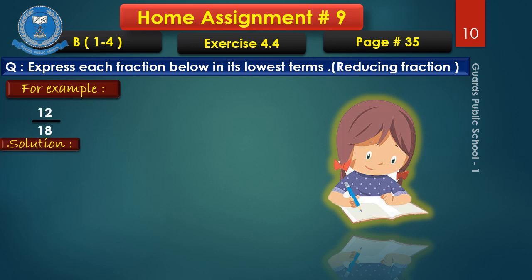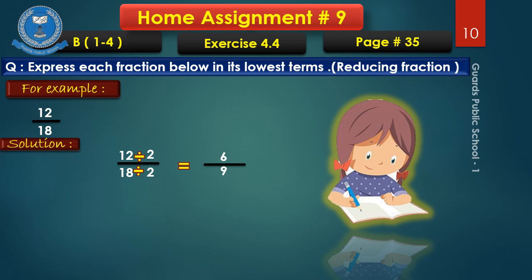Solution, students, we have to reduce this fraction till its lowest term. We have to check first the common factor from which the fraction is divisible, starting from the smallest one, that is 2. 12 and 18 both are divisible by 2. 2 6s are 12 and 2 9s are 18. Answer is 6 upon 9.